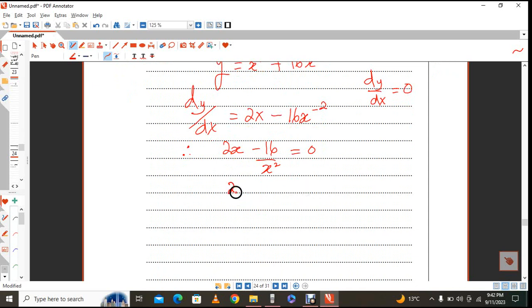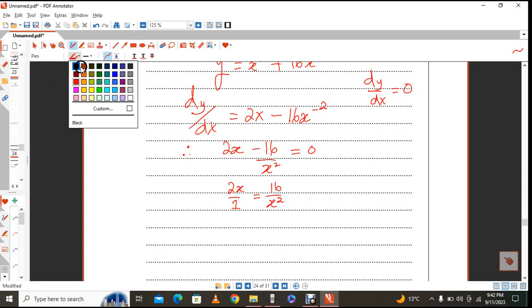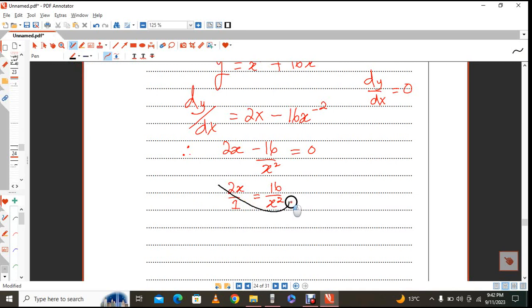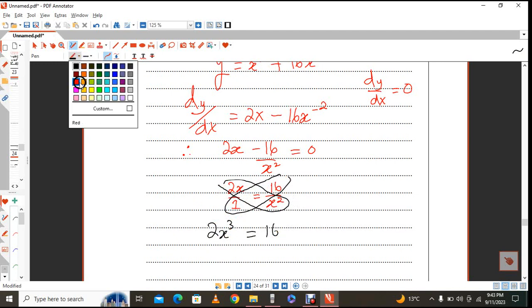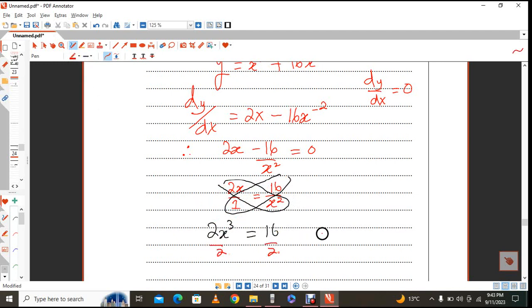So this is nothing but 2x, maybe over 1 if you wish to say so, equals 16 upon x squared. I just moved that negative term over, just to make it a bit easier. And then obviously you can cross multiply. It should not be problematic for you to do so. You multiply this, that gives you 2x cubed. And if you multiply this, that gives you 16. All right. Once you divide throughout by 2, eventually you are left with x cubed is equal to 8.